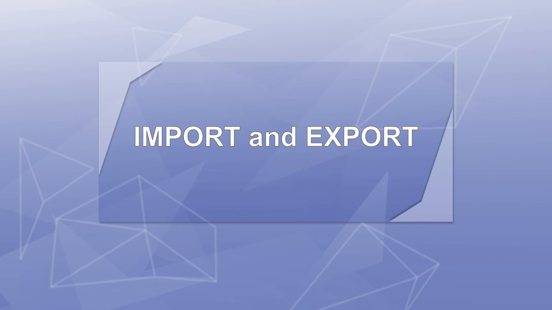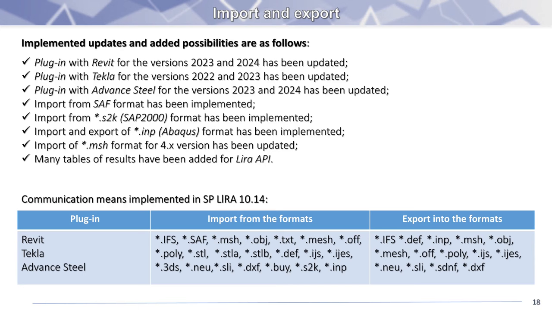Import and export. Plugin with Revit, Tekla and Advanced Steel have been updated up to current versions of these products. Import from subformat has been implemented. Import from .s2k sub-2000 format has been implemented. Import and export of .inp abacus format has been implemented. Import of .msh format for 4.x version has been updated.